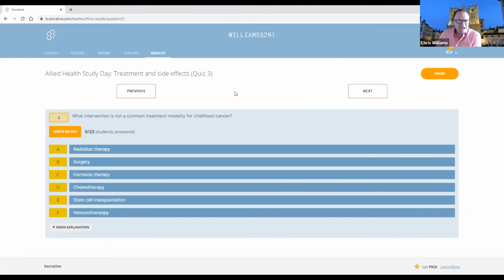What intervention here is not a common treatment modality for cancer in children? Hormonal therapy. So hormonal therapy is used a bit in the adult world, certainly not as much of a thing we would use in children.